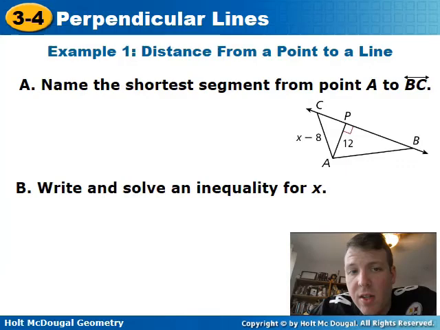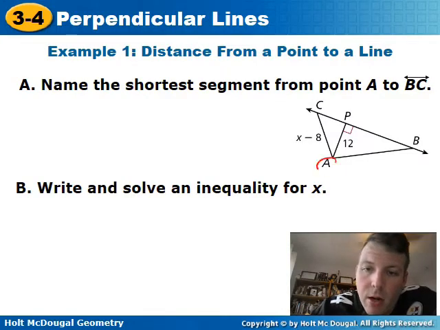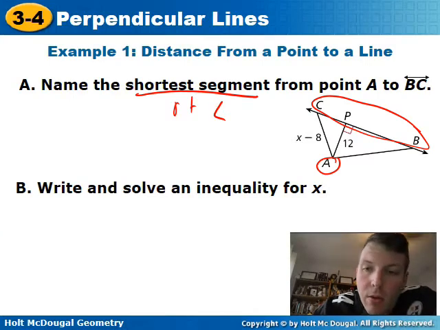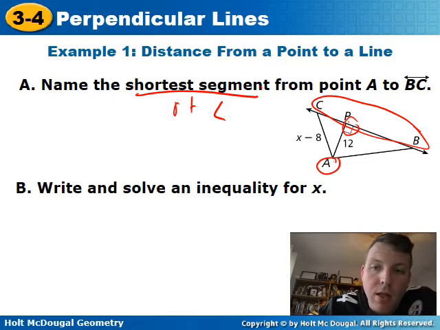So using that knowledge, let's take a look at an example. We're going to name the shortest segment from point A to this line, BC. Basically all you're looking for, again, is a right angle. The right angle is right here. So the shortest distance is from A to P. So the shortest segment is segment AP.